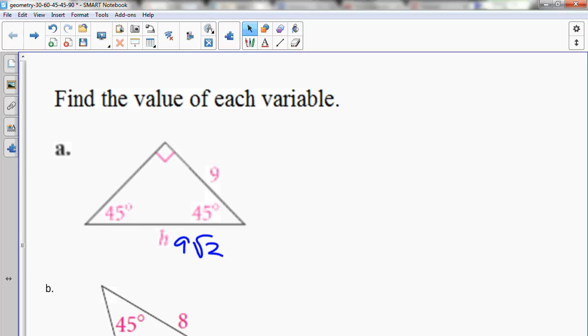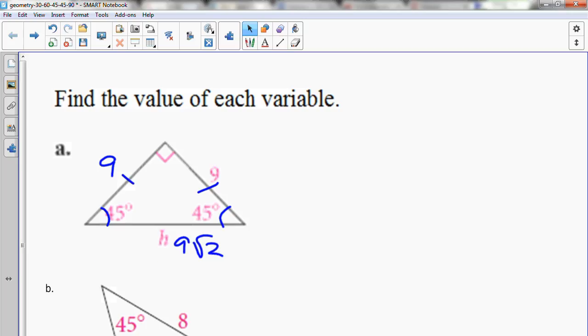Now, one thing about 45, 45, 90s is you really don't have to know the relationships. You can always use the Pythagorean theorem. If these two angles are the same, then these two sides are the same, right? So it's a right triangle, but it's also an isosceles triangle. So this one would be 9 also. Now, how else could I find the hypotenuse there? Yeah, 9 squared plus 9 squared equals h squared. You could have done it that way, okay? But 45, 45, 90 is really a shortcut of the Pythagorean theorem.